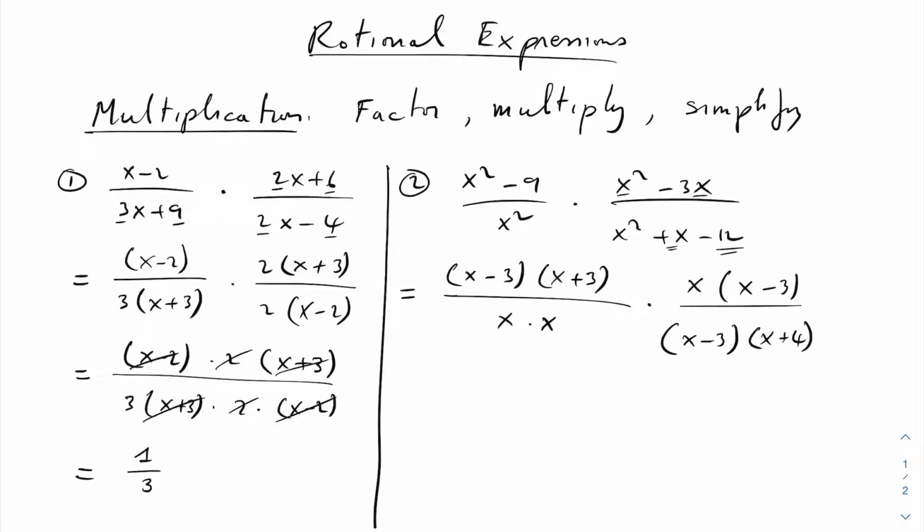Now that we have that, we can go ahead and multiply across. So just extend the fractional bar here, and then go to step 3, which is to simplify out any common factors. So we're going to have x minus 3 and x minus 3 gone, x and x gone. So our final answer here is going to be (x plus 3) times (x minus 3) divided by x times (x plus 4), and that's done.